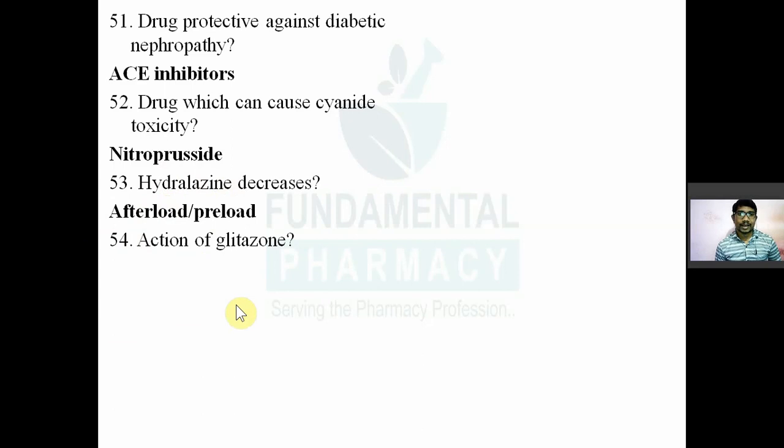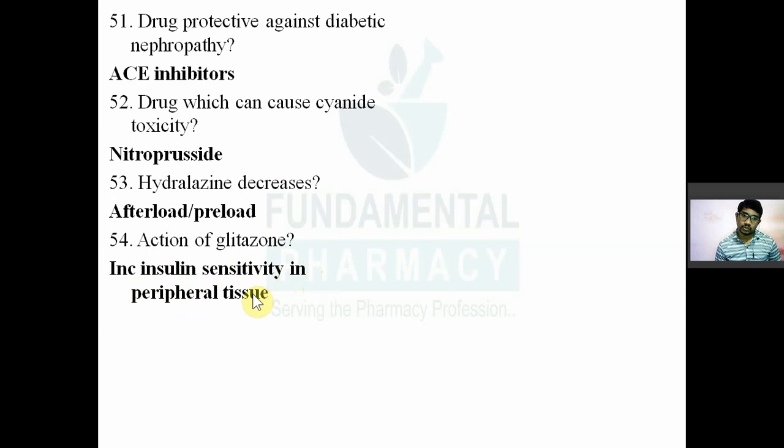Then action of glitazones, pioglitazone, rosiglitazone, all these are nothing but the drugs used in the treatment of diabetes. So what is the action of glitazones? They increase the insulin sensitivity in the peripheral tissue. इसमें यूज करेंगे नॉन इंसुलिन डिपेंडेंट डायबिटीज मेलिटस. तो इसमें क्या होता है कि इंसुलिन होता है लेकिन उसका सेंसिटिविटी कम होता है. सो ये जो ग्लिटाजोन्स है दे इंक्रीज द पेरिफेरल यूटिलाइजेशन ऑफ ग्लूकोज बाय increasing the sensitivity of insulin to the peripheral tissue.